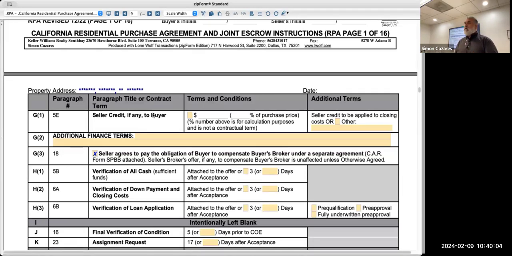Sometimes, and this is where I get a lot of confusion, you only check G3 if you, as the buyer's agent, have an agreement with the buyer on that buyer representation agreement. If you don't have a buyer representation agreement, which a lot of agents unfortunately don't, then you don't check this off. Leave it blank. If it is checked and I'm a listing agent, I should also be seeing a copy. Yes, sir.